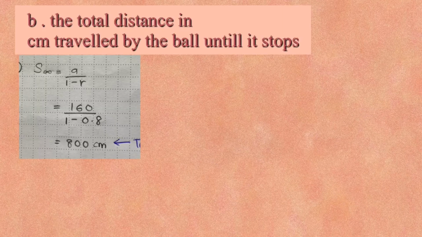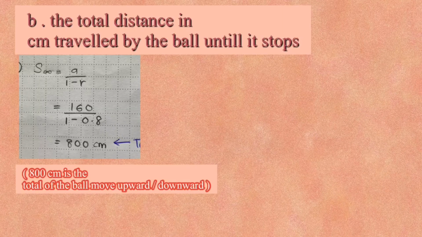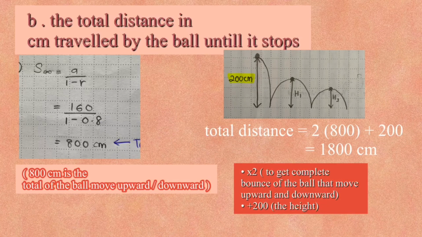So for the first step, we have to use the formula of sum to infinity, a divided by 1 - r. So just substitute the values: 160 divided by 1 - 0.8 and we will get 800 cm. For the last step, the total distance equals 2 times 800 plus 200 and the answer will be 1800 cm.